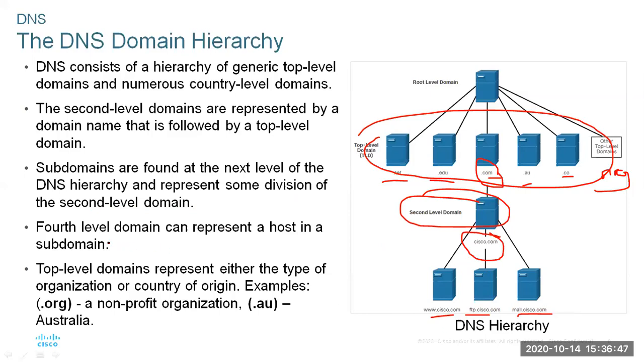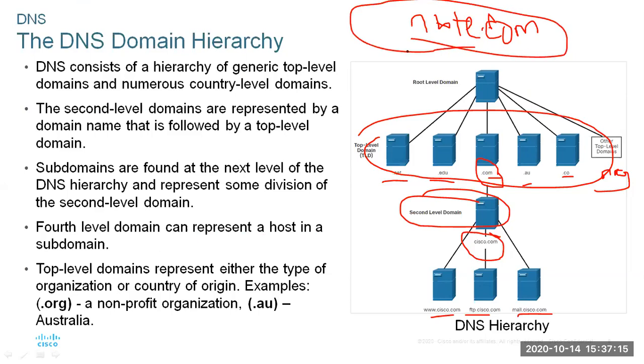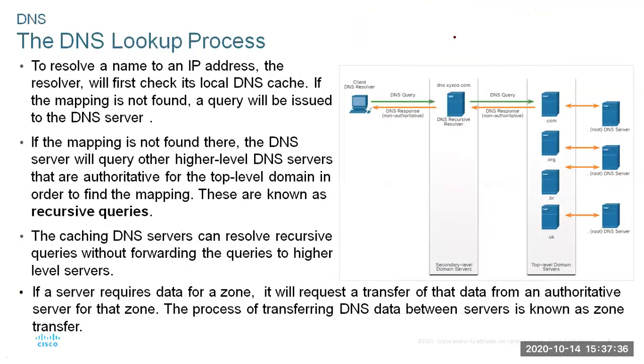Then you can have the fourth level domain, and it can represent a host in a subdomain. So the concept of domain names is hierarchical. Let's say you have NBTE, pardon my handwriting, nbte.com. Now, this is maybe your domain name. Under this domain name, you can have classes.nbte.com. You can have ftp.nbte.com. You can have faculties.nbte.com. You can have as many as possible, but they are under this particular domain name.